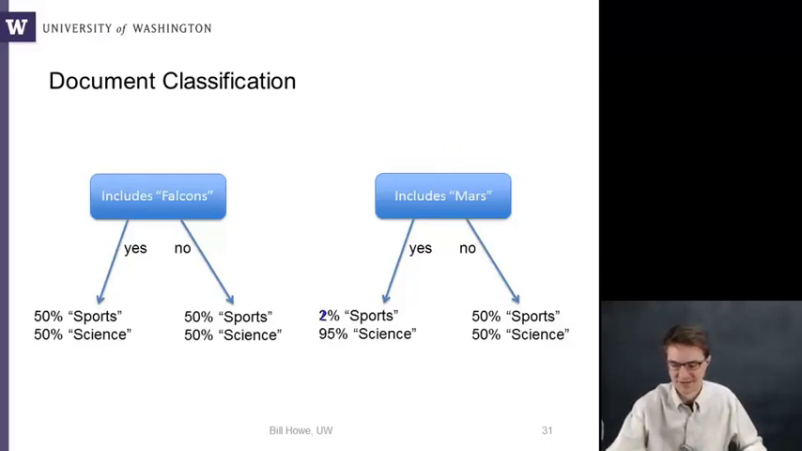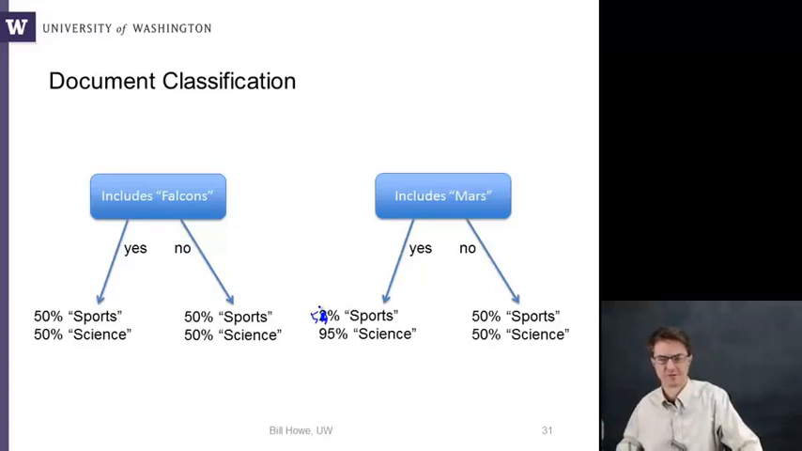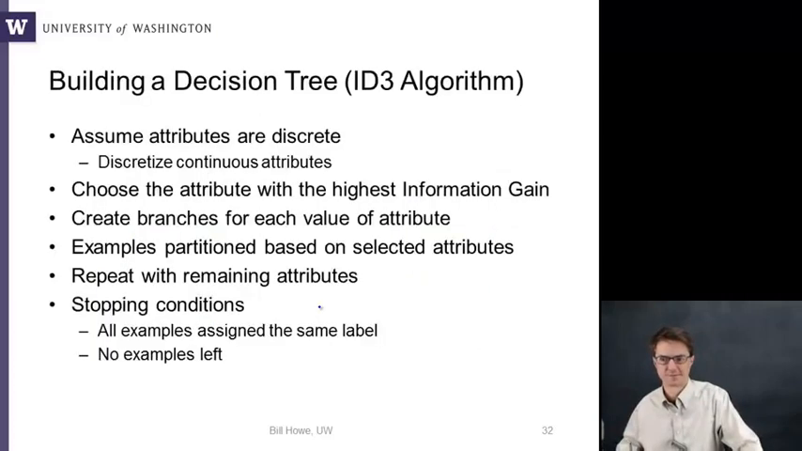Let's make sure that adds up to 100. Fine. So which one of these has the higher information gain? Well, it includes Mars, and so that one would be chosen first. All right. Fine. So what's the algorithm here?